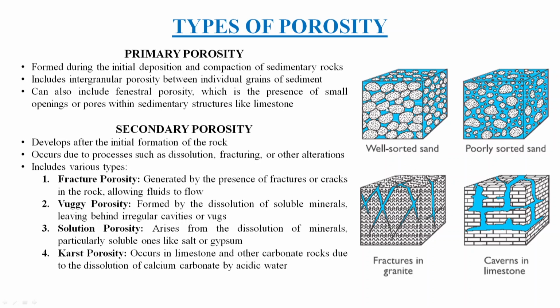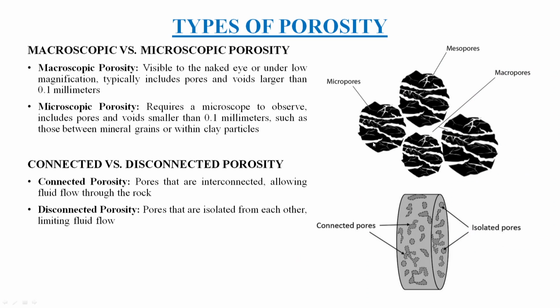You can see these four types of secondary porosity in these four schematic diagrams. You can also express porosity in terms of macroscopic and microscopic. Macroscopic porosity simply means it is visible to the naked eye, and microscopic means it requires microscopic observation, so that you can assess the micropores present in a rock.